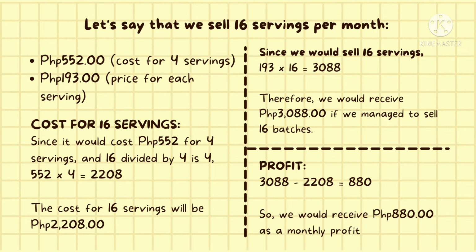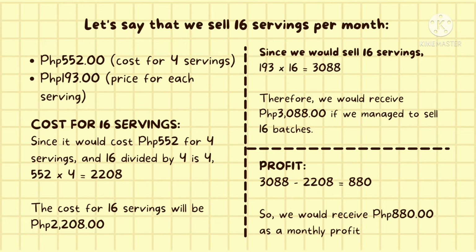Now let's find the amount of money we would receive if we sell 16 servings. So we'll multiply 193 and 16, which will give us the answer of 3,088. Therefore, we would receive 3,088 if we managed to sell 16 batches. And now we find the profit.